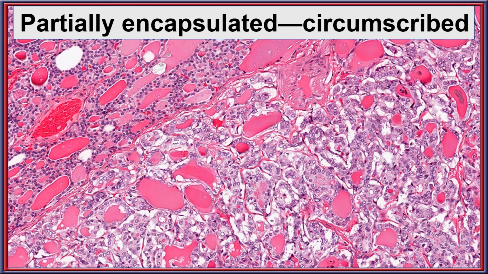Now there is no capsule present here. Actually, there is kind of a very, very thin capsule. I think you can see that there is a very, very delicate fibrous connective tissue, but it is really limited. And yet here you can see a smooth muscle-walled vessel. So this would be a partially encapsulated circumscribed tumor that doesn't show any infiltrative growth into the adjacent parenchyma.